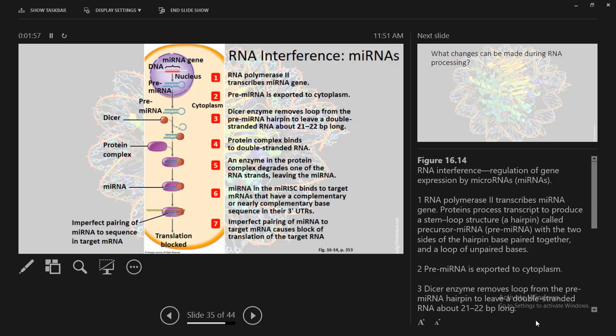So if you go all the way down here, you can see that here is our pre-miRNA all the way until it's been fully processed. And do you see what it's doing here? Might be difficult to see, but when you see this, what process is happening here? This is translation. And so this miRNA is actually physically attached to the mRNA, and so it's preventing the translation of that mRNA.